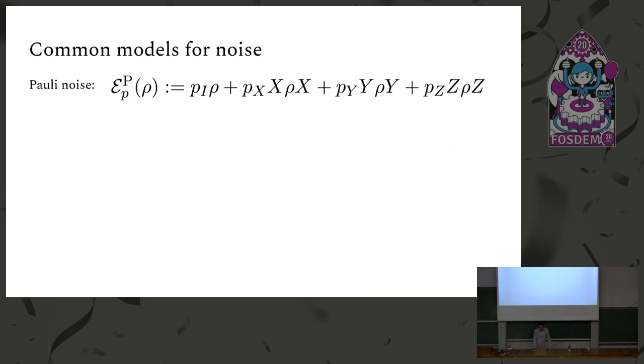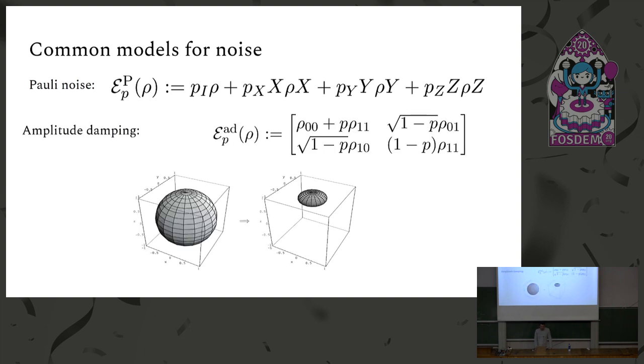There's Pauli noise, which is a slight generalization of depolarizing noise, where you can have different deformations along different axes, so the x, y, and z axes of the Bloch sphere. And the one I want to mention, because it's important for the result that we have later on, is the amplitude damping channel, which is this flow towards the ground state of the qubit. And that's represented in this picture here. Okay, so that's a very quick crash course in noise channels.